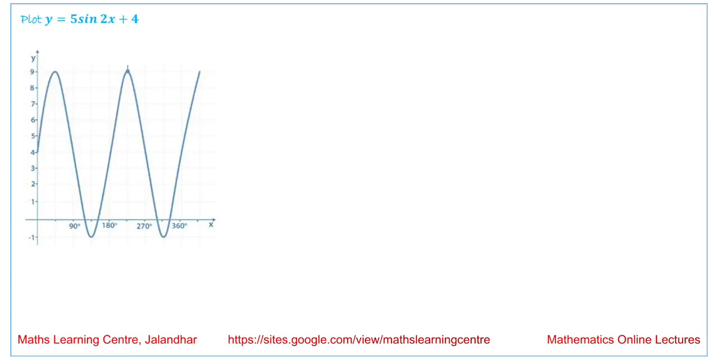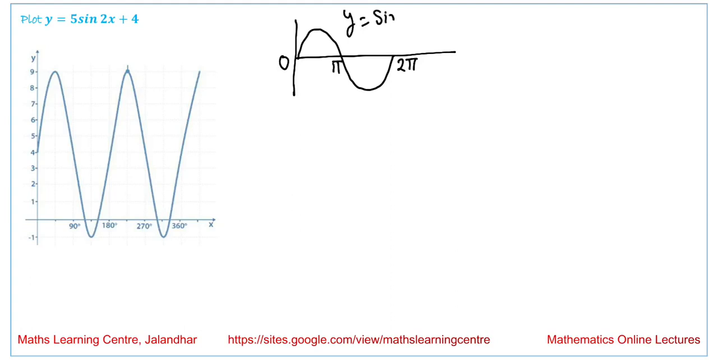Next we have to plot y is equal to 5 sine 2x plus 4. So we start plotting this graph with the graph of sine x. The graph of sine x, we are plotting it in the region 0, this is pi and this is 2 pi. This is the graph of y is equal to sine of x. Next we have to plot the graph of y is equal to sine of 2x.